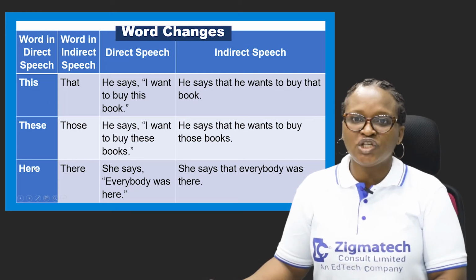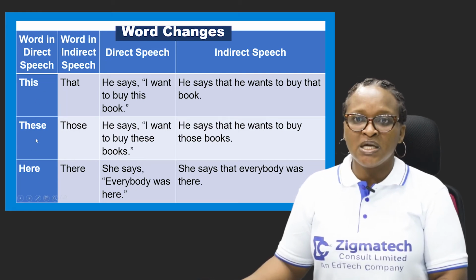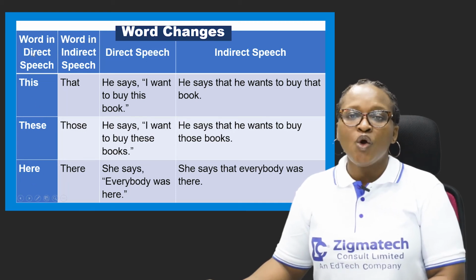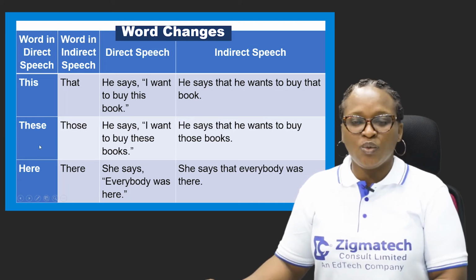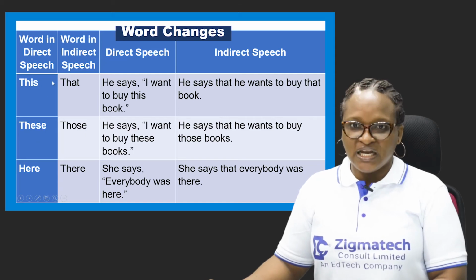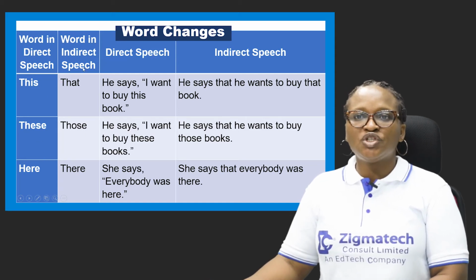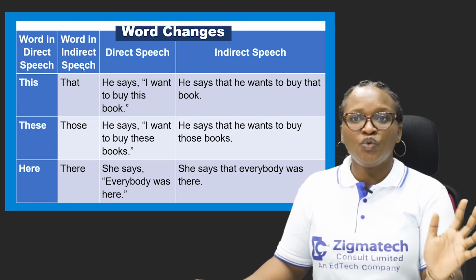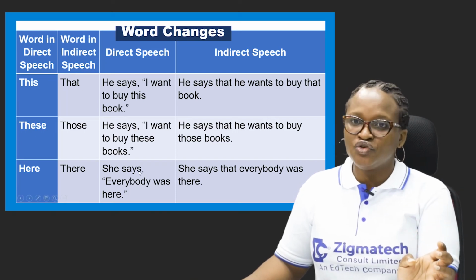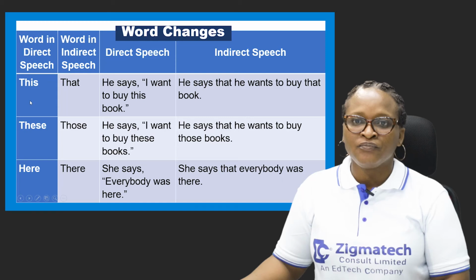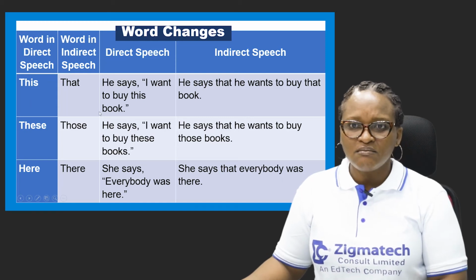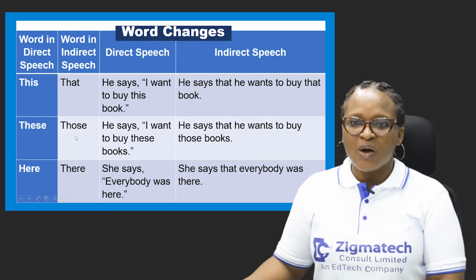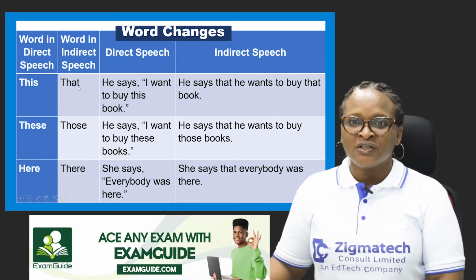These are your direct speech, when you are speaking in a quoted speech, when you're speaking in the exact words of the speaker, when you're repeating what the speaker has said. These are the words you use. So when you want to change the words of the speaker, but pass the same information, which we said is indirect speech, you use this word. So where we have this, it changes to that in an indirect speech. Where we have these, it changes to those, and where we have here, it changes to there.